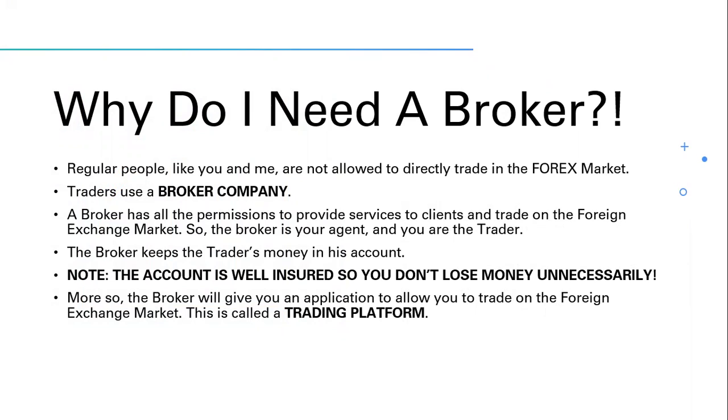The broker keeps the trader's money in their account. Now, remember this, the account is also well insured, so you don't lose money unnecessarily. More so, the broker will give you an application to allow you to trade on the foreign exchange market, and this is called a trading platform.